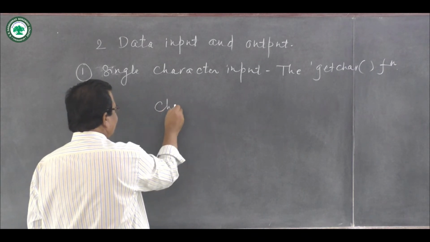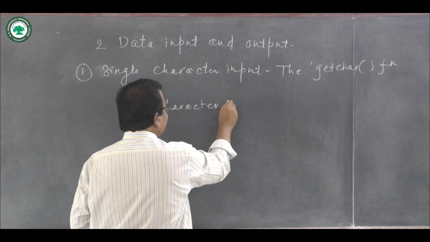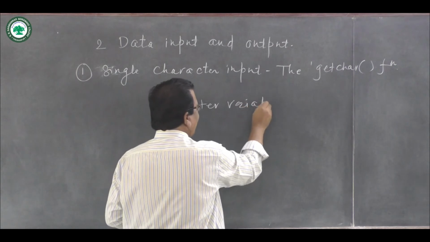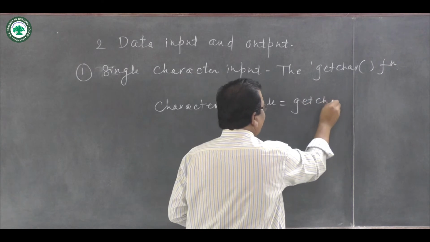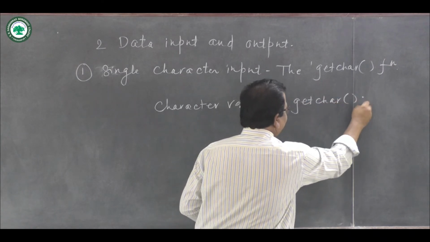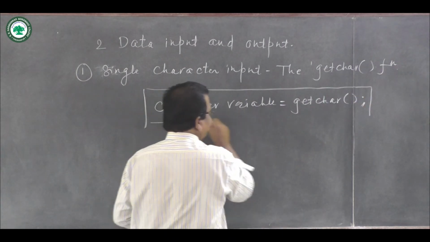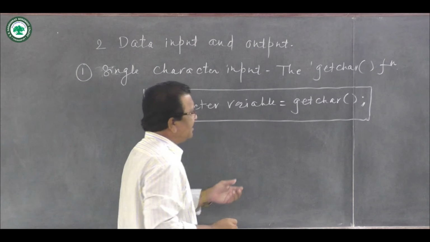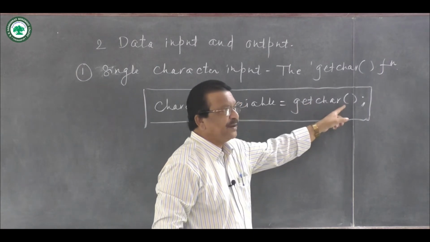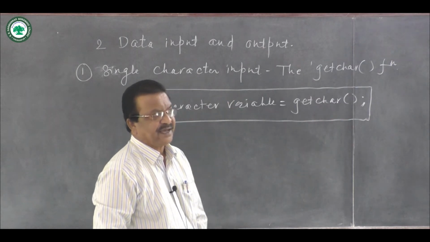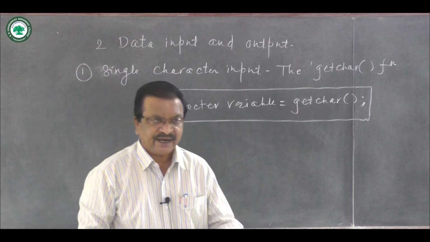The general form is: character variable equal to getchar, with parentheses. This is the way the getchar function is used. getchar doesn't need any argument, though empty parentheses follow the name getchar, where the character variable is a previously declared character variable.